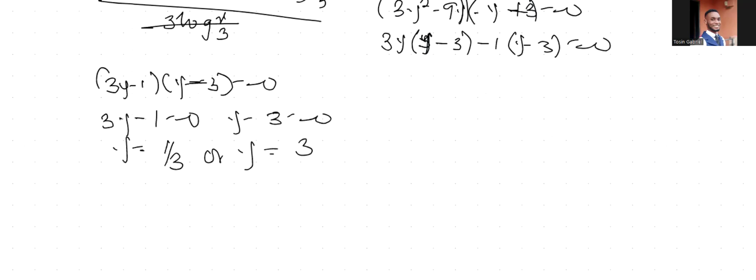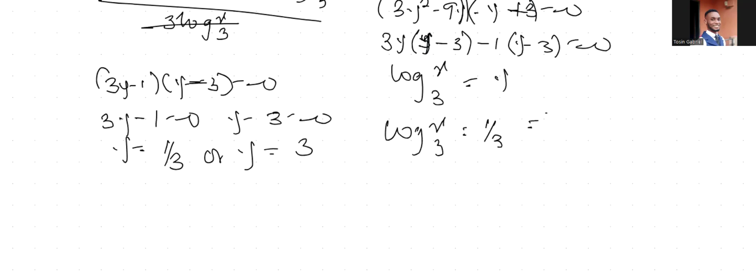Then we can come back to our equation. We said x over 3 is equal to y, right? So the first thing is that our y is 1 over 3. So log x to base 3 is 1 over 3. So x is going to be 3 raised to the power of minus 1, or 1 over 3.